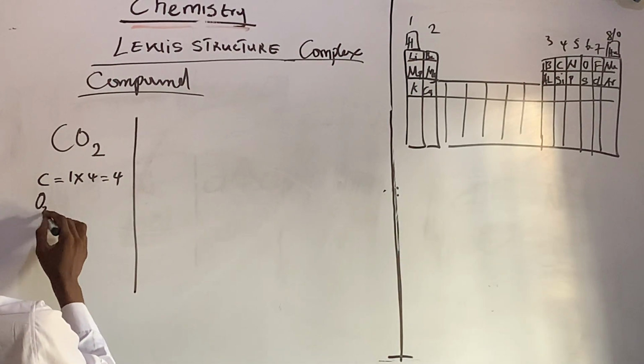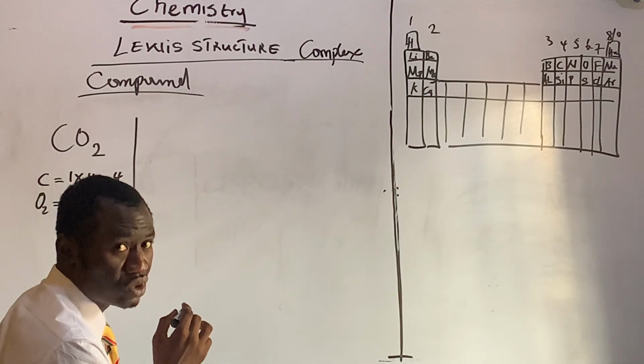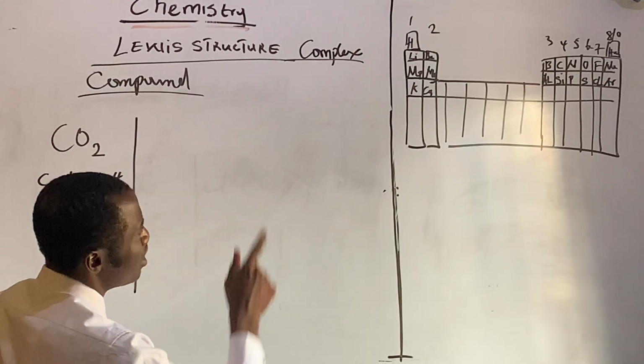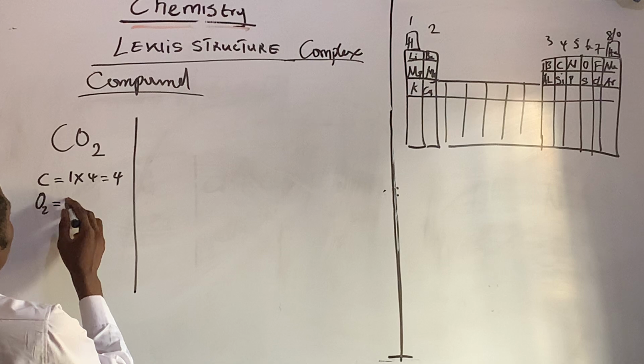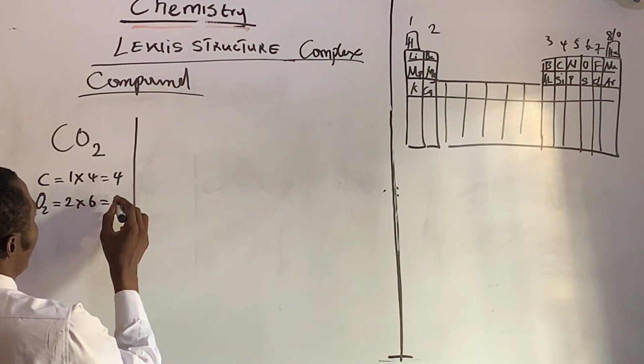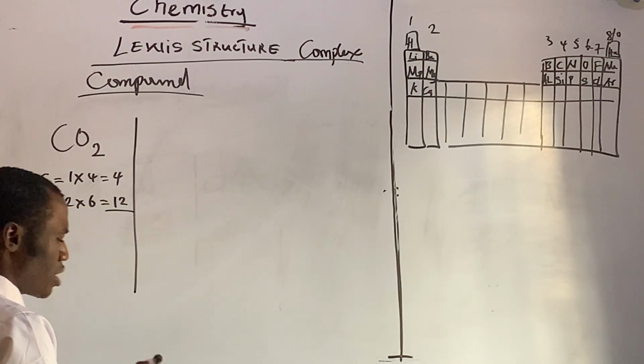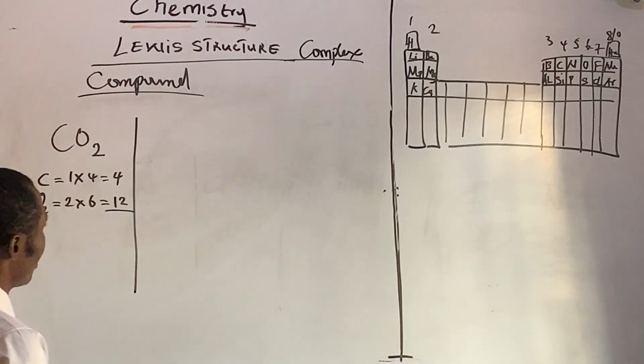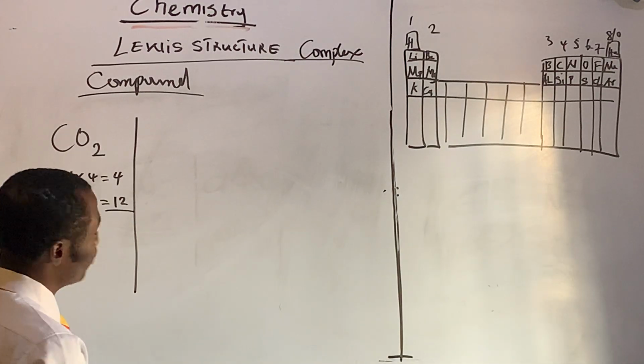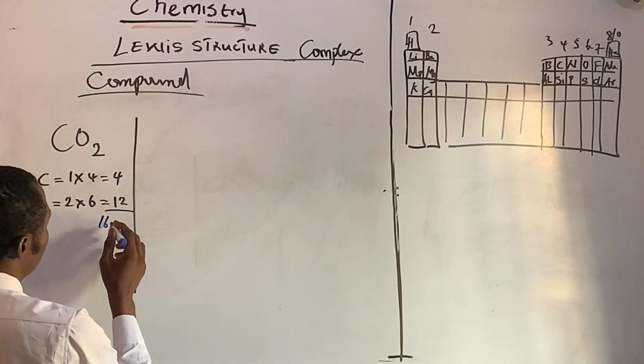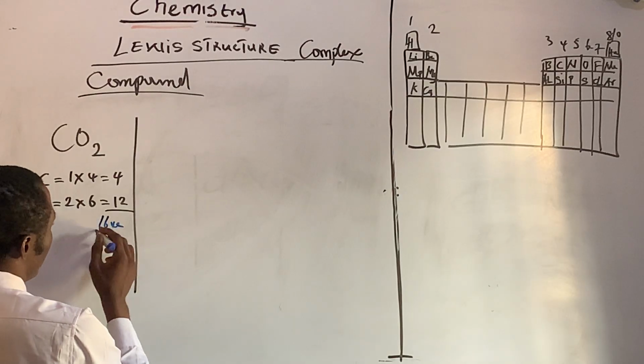How many oxygen do I have? I have 2. What's the valency electron for oxygen? That is 6. So 2 times 6, what I have is 12. What's the total number of valency electrons that I have? 4 plus 12 will give me 16 valency electrons.